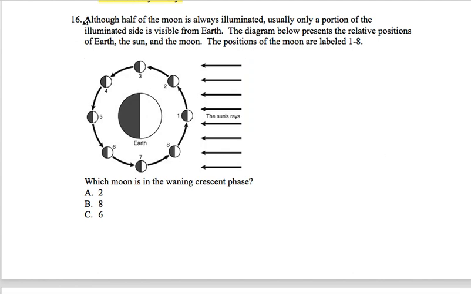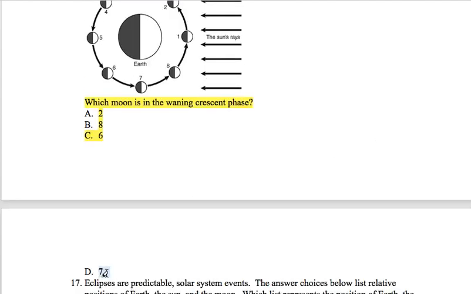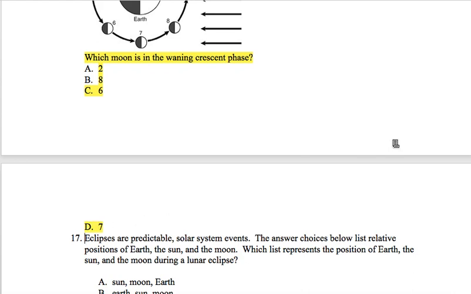Number 16. Although half of the moon is always illuminated, usually only a portion of the illuminated side is visible from the Earth. The diagram below presents the relative positions of Earth, the Sun, and the Moon. The positions of the Moon are labeled 1 through 8. Which moon is in the waning crescent phase? Is it Moon 2, 8, 6, or 7? So A is 2, B is 8, C is 6, D is 7.